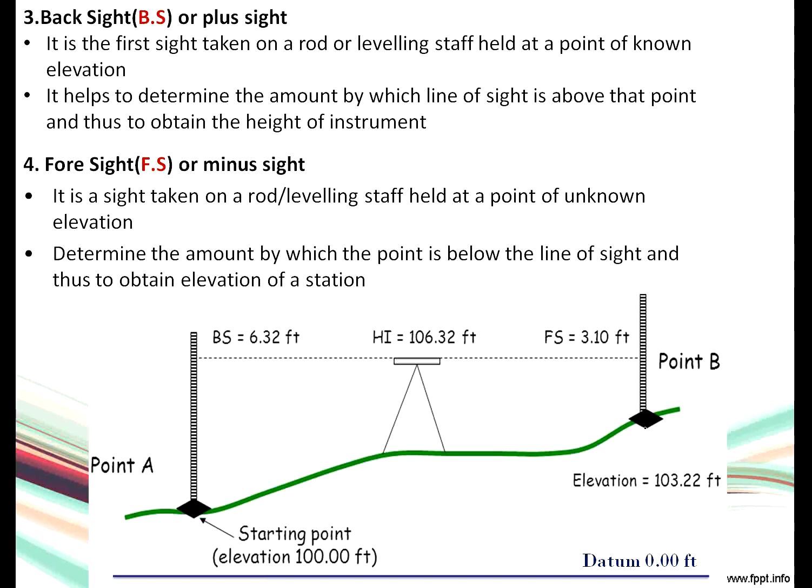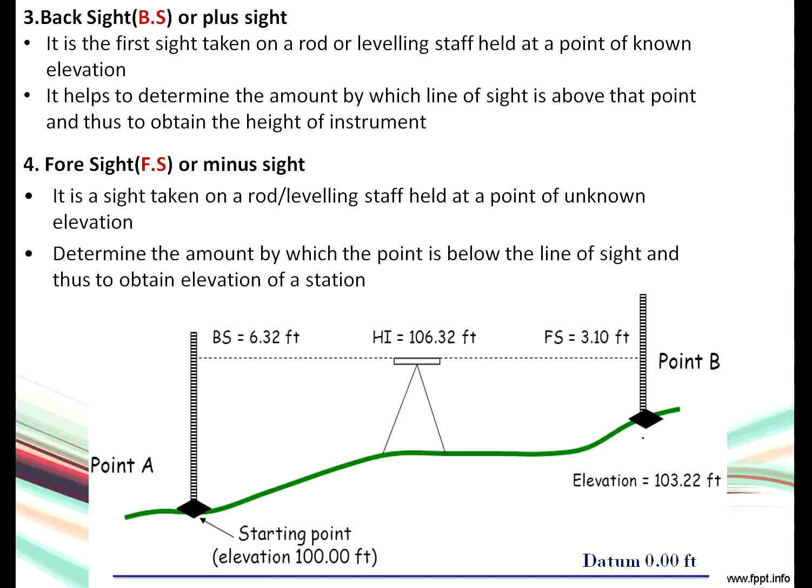Then look at point B. Point B is the point whose elevation is unknown. That means you have to determine the elevation or reduced level of this point B. That is the distance from the datum to this point on the ground. How can you determine that elevation? You can determine it by finding this foresight reading, by holding a leveling staff at point B and looking at that leveling staff through this instrument. You will get a height which is termed as the foresight. So it is the sight taken on the leveling staff which is held at a point of unknown elevation. So it is termed as the foresight reading. 3.10 is the foresight reading here as per the figure.